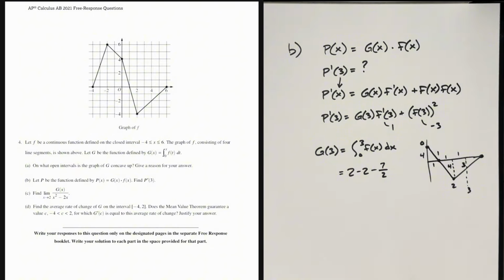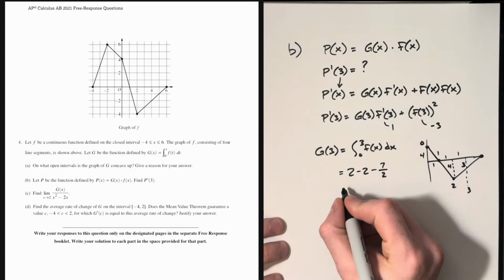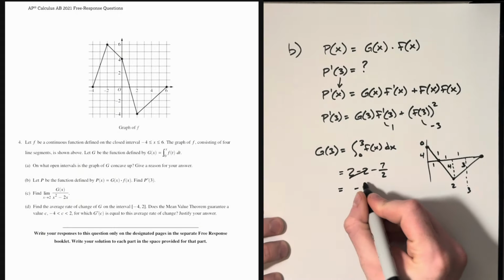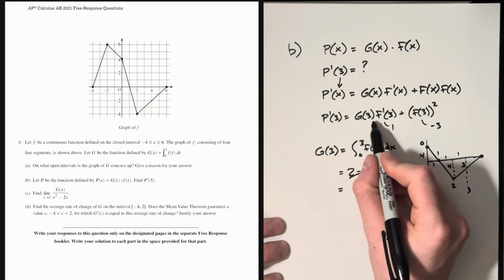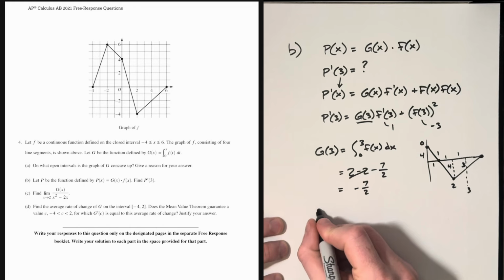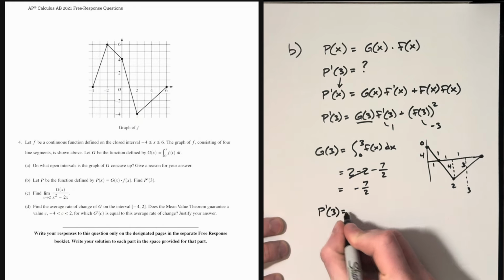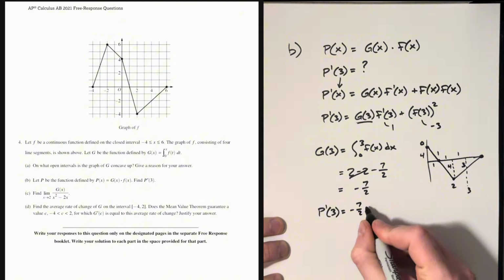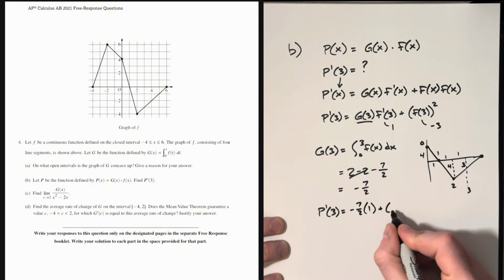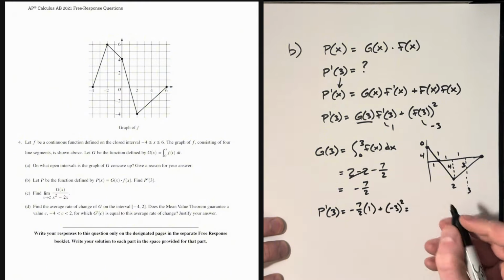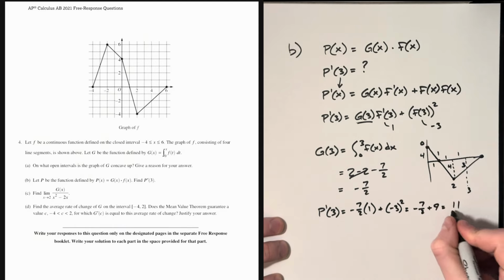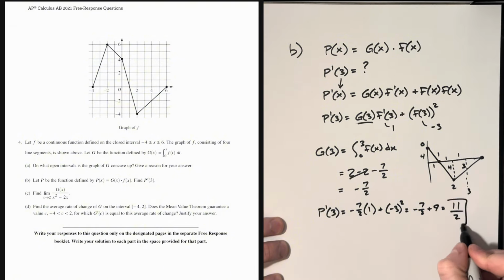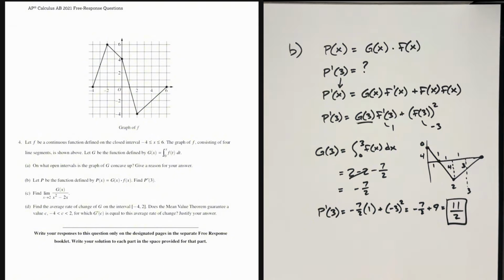So now I can just go ahead and calculate this. This is equal to, those will cancel out, negative 7 halves. So now I plug that in for g of 3 up here, and I will hopefully get my final answer. The derivative at 3 equals negative 7 over 2 times 1 plus negative 3 squared, which equals negative 7 over 2 plus 9, which if I simplify it into one fraction, gets me 11 over 2 as my final answer for part B.